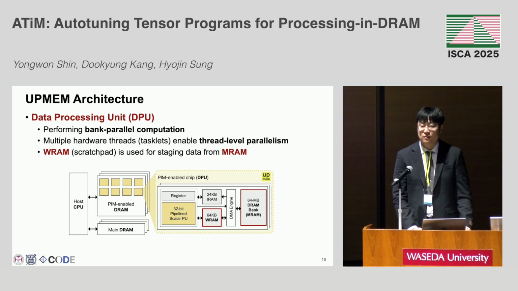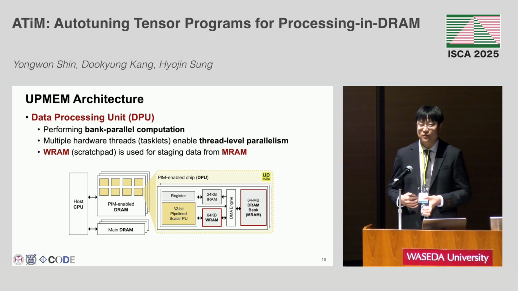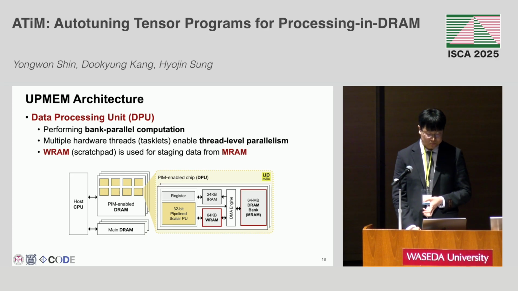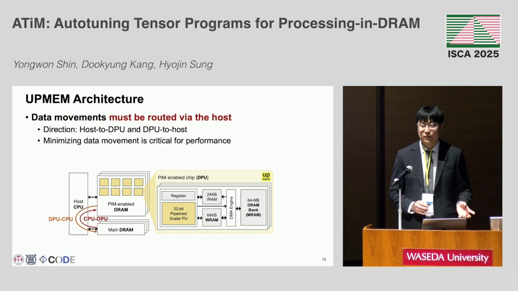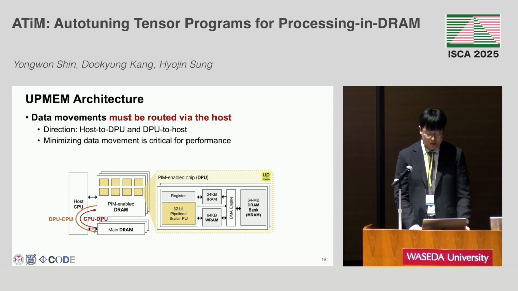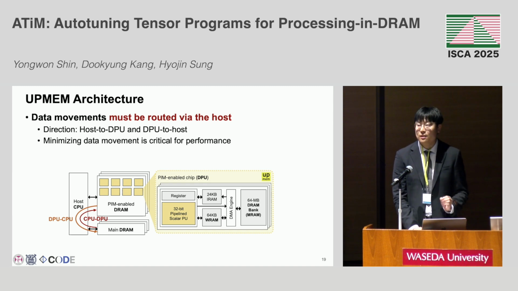And before computation, data must be staged from the main memory MRAM to the fast scratchpad memory WRAM. In addition, all data transfers between the DPUs and host CPU must pass through the host CPU. This off-chip communication is costly, so minimizing data transfer is critical for performance.